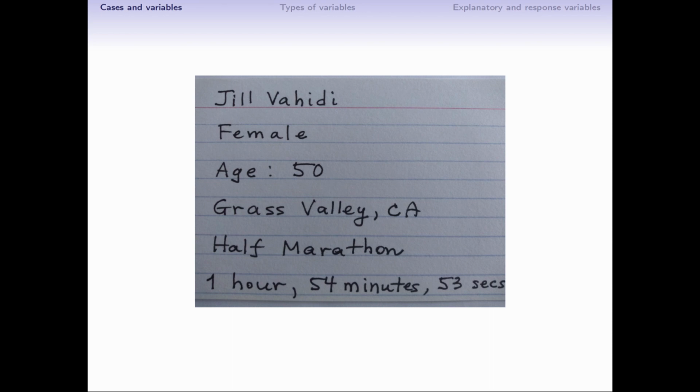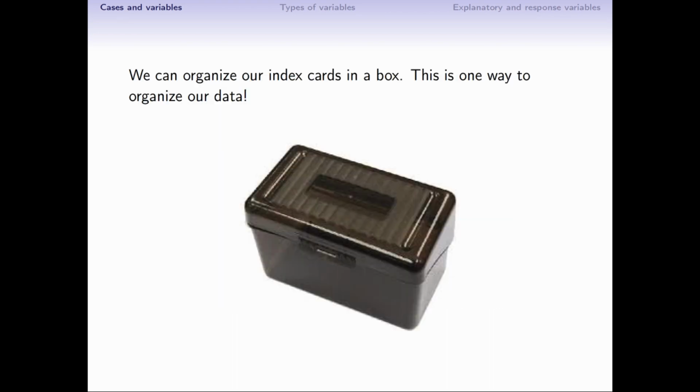And so what we can think of is each case is associated with a single index card that contains all of the variables that are important to us, right? And what we could imagine doing is collecting all of our index cards at the end of the race. We'd have all these index cards. We could collect them together and stuff them into a box like this. And we can imagine that this is a way to organize our data.